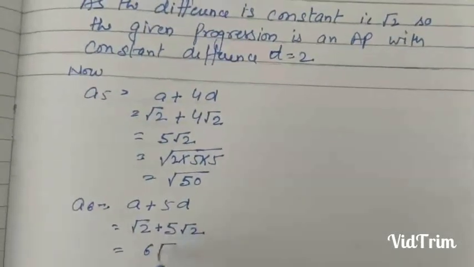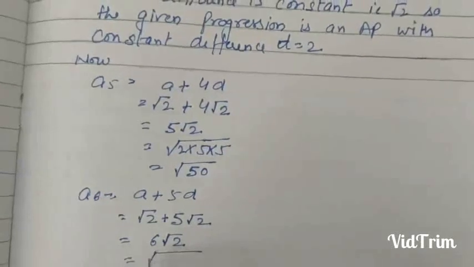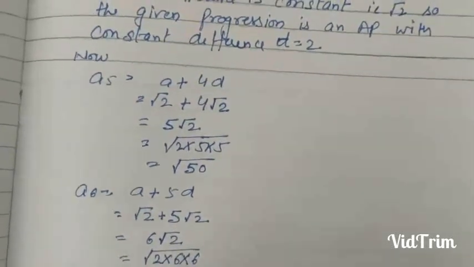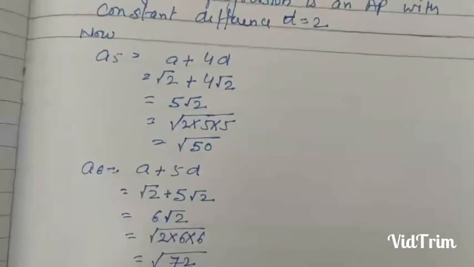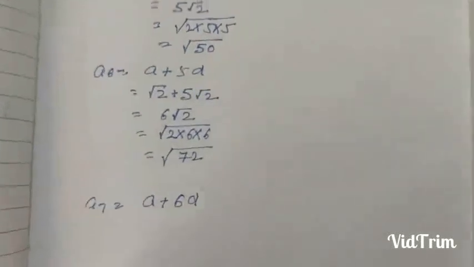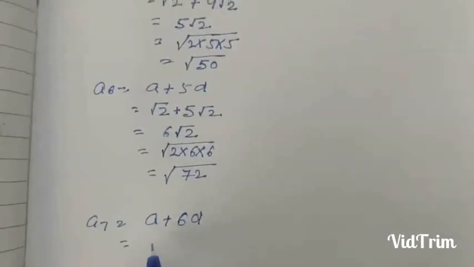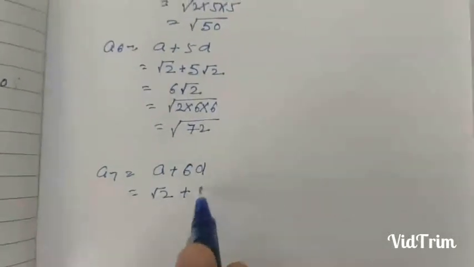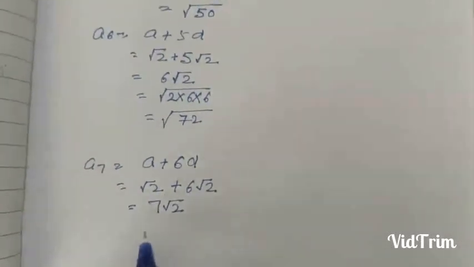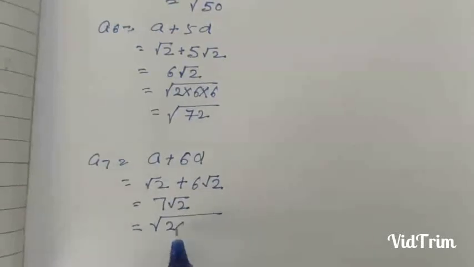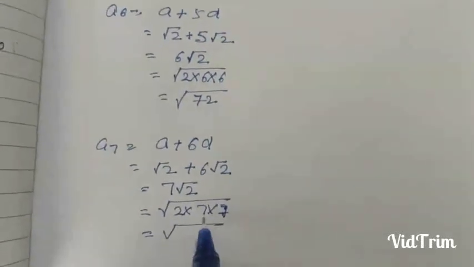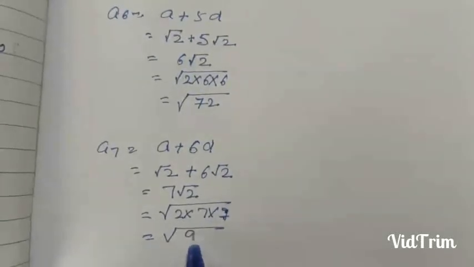Now this becomes 6 root 2, and this can be written as root of 2 into 6 into 6, and this would be root 72. Now the last term, a7, would be a plus 6d, and a is root 2 plus 6 into d, that is root 2. This becomes 7 root 2, and this can be written as root of 2 into 7 into 7, which is 49, and 49 into 2 becomes 98.